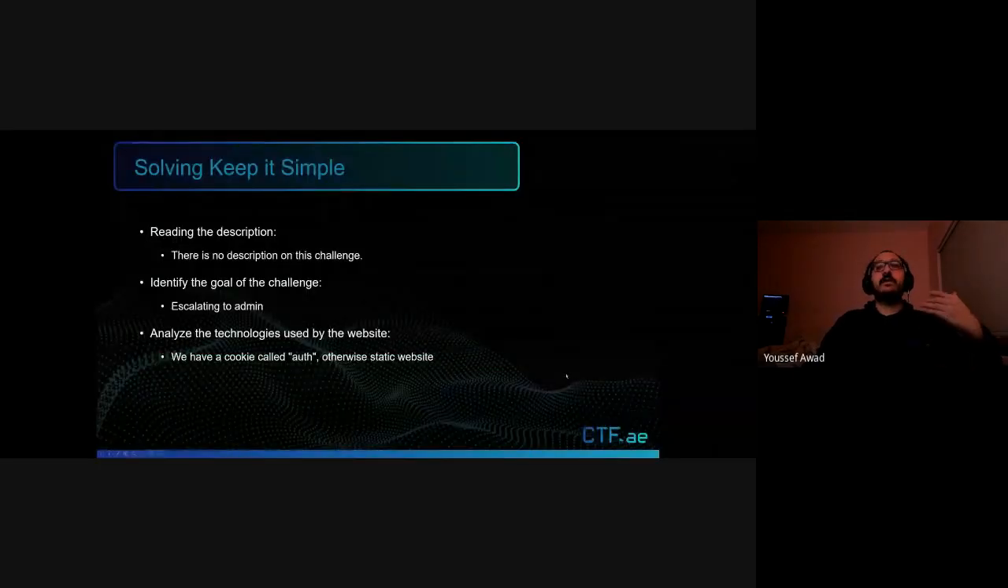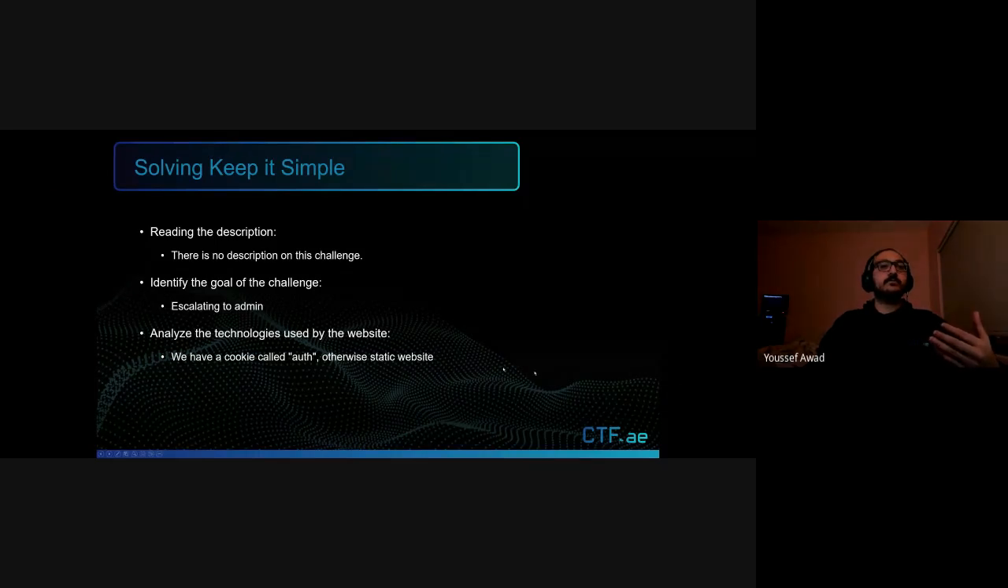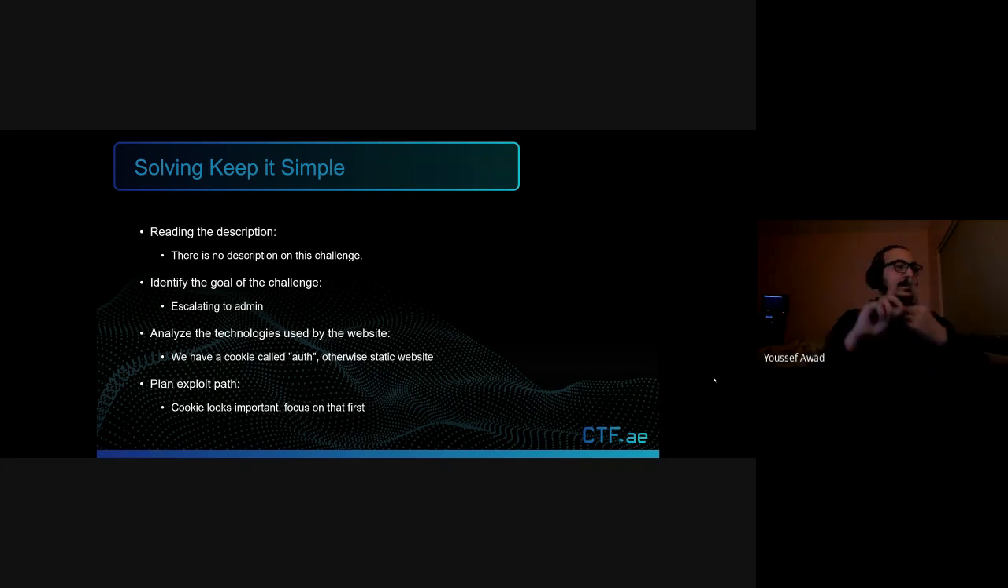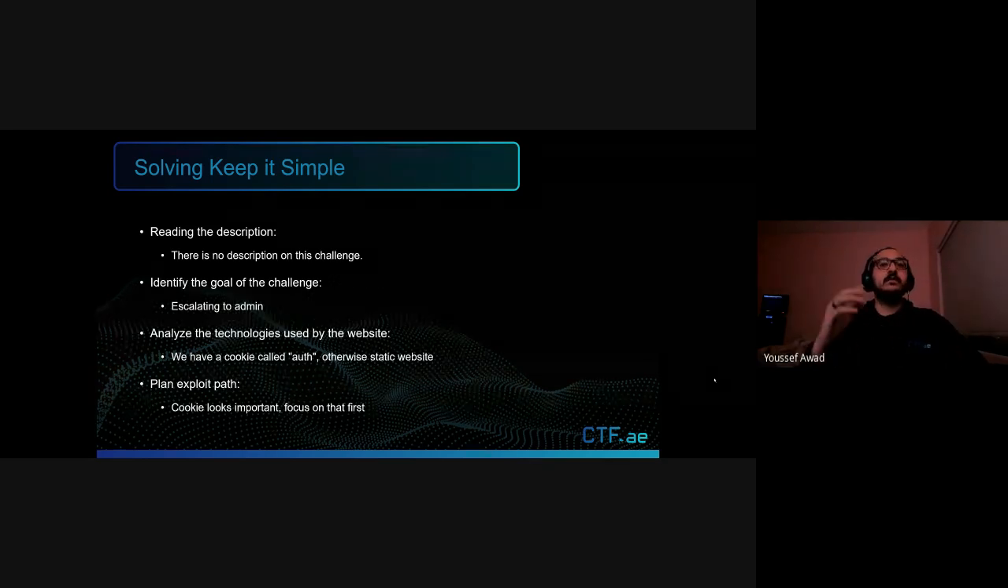Let's revise what we just did, okay? We analyzed, there's a cookie called auth, and the cookie looks important. Let's focus on that. So we read the description. There was no description. We identified the goal, which is escalating to admin. We analyzed this cookie, and we realized that it could be decoded by base 64, and it can be edited. And we focused on the cookie, and we exploited the cookie.